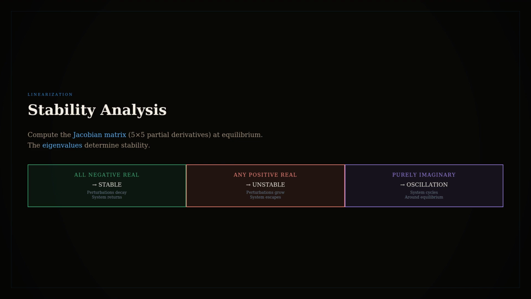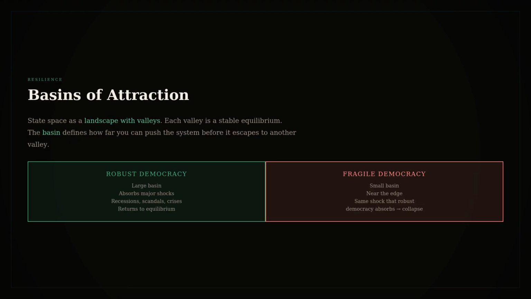The feedback loops we identified, reinforcing loops, drive eigenvalues positive, creating instability. Balancing loops drive eigenvalues negative, creating stability. The balance between these determines whether an equilibrium can persist. Even stable equilibria have limits. The basin of attraction defines how far you can push the system before it escapes to a different equilibrium.